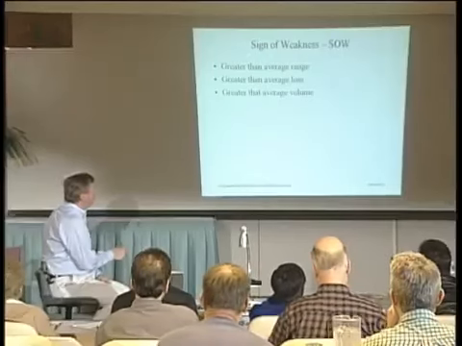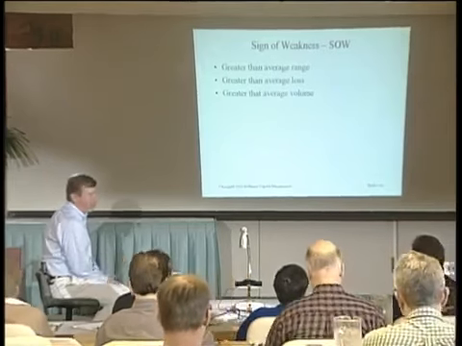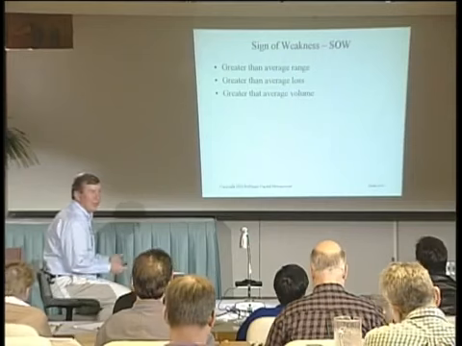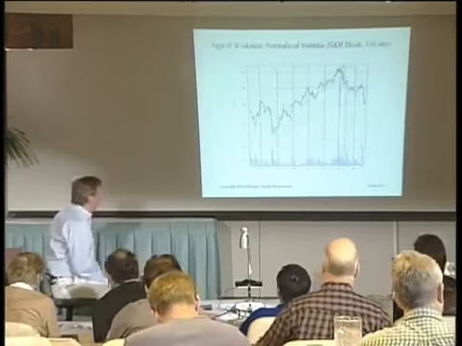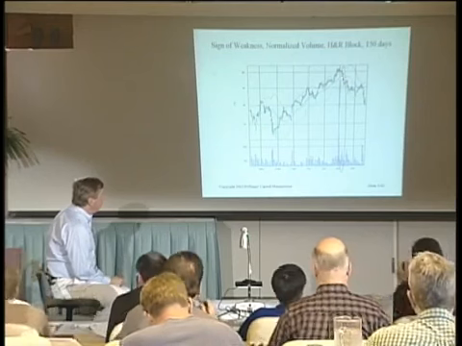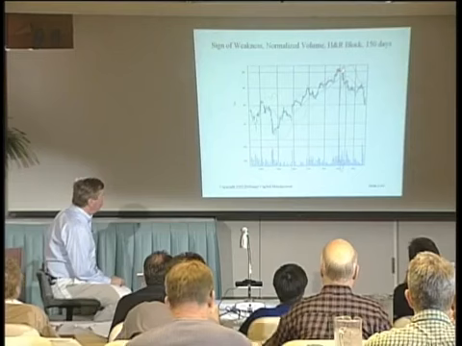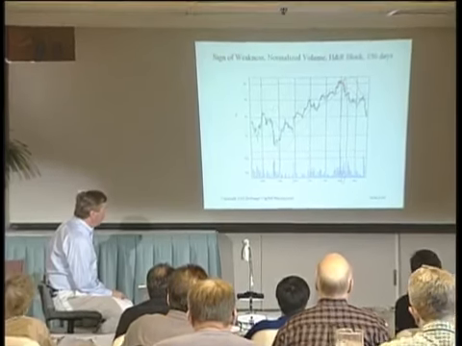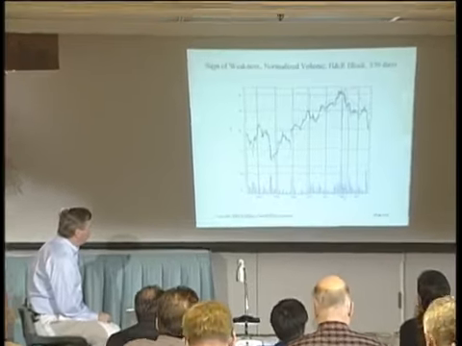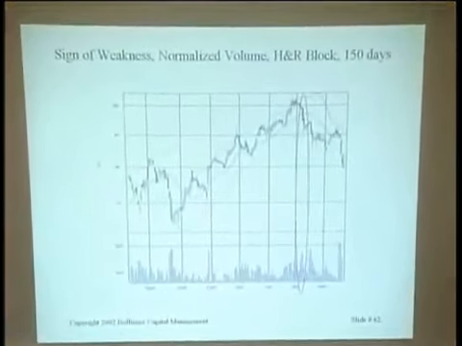Greater than average range again is required, but this time it's greater than average loss on greater than average volume. Right? So it's the same formulation. We're looking for the same kind of deal. And here's a sign of weakness. Come up here, make a high, roll over, big down day. Look at the volume that's associated with it. I think it's clear in every aspect.